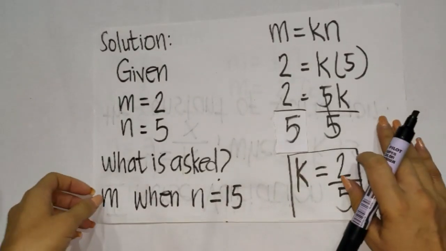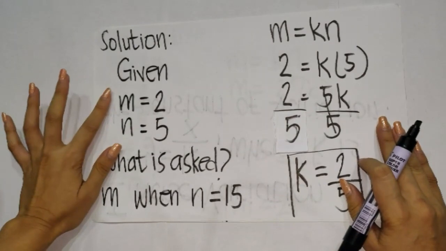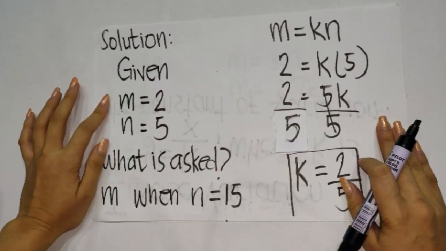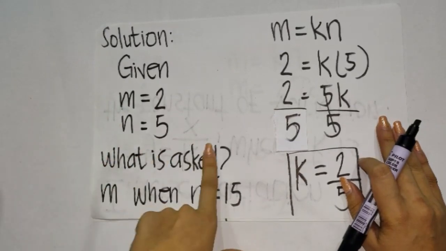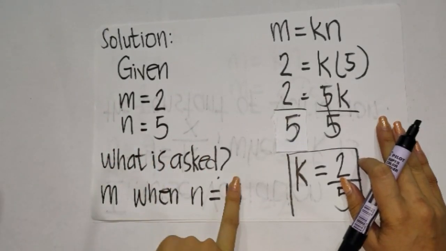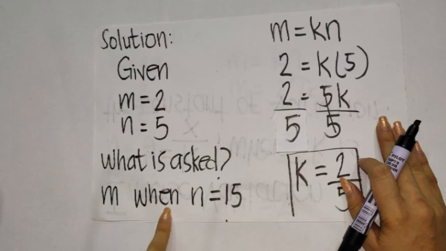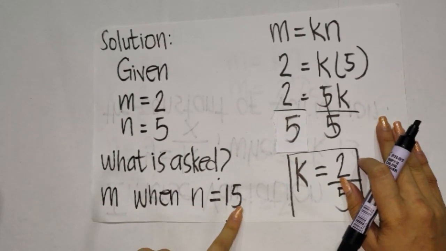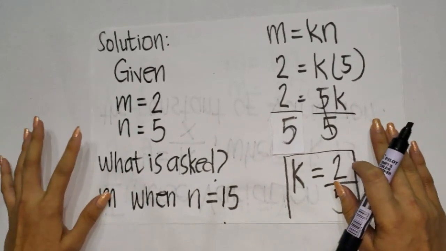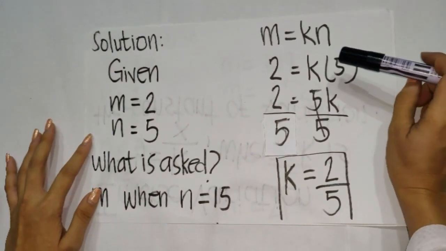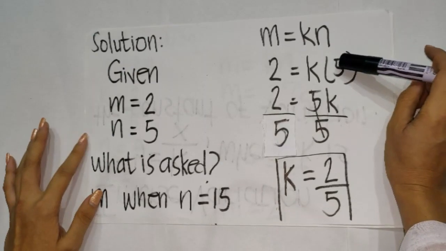Okay, and for the solution of our problem, the first thing we need to do is to write the given. So the first given is m, which is equal to 2, and n is equal to 5. But what is asked here? We have m when n is 15. So that is our problem. But to solve this problem, we need to find first our constant, the constant of variation, which is the k.